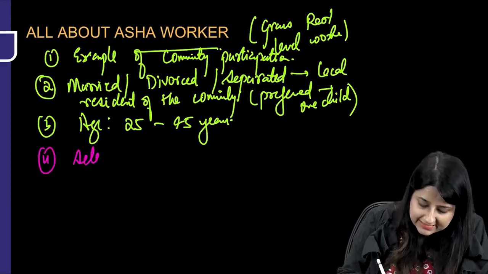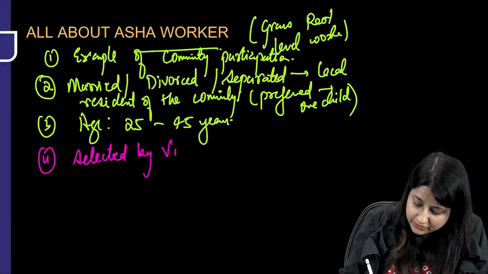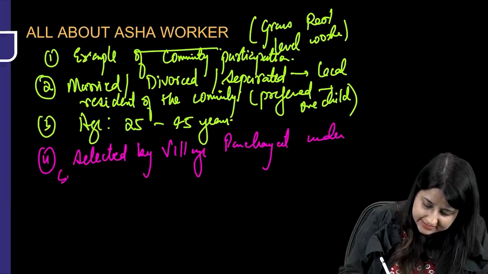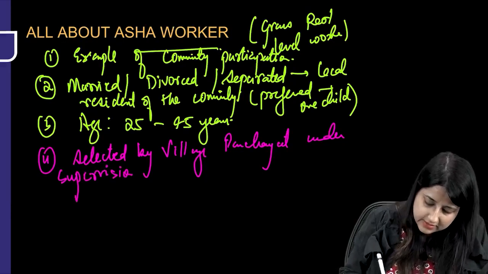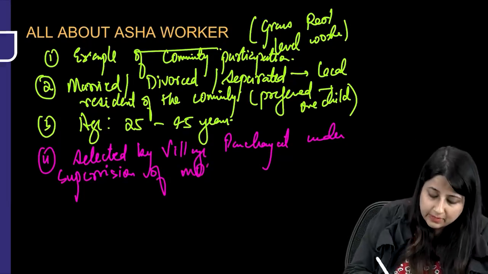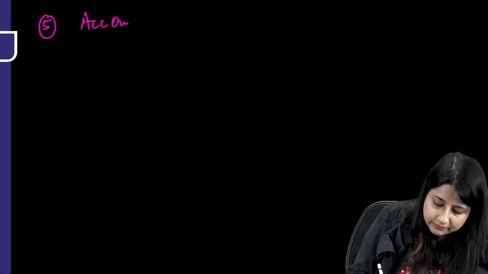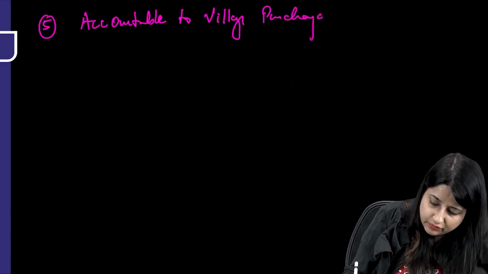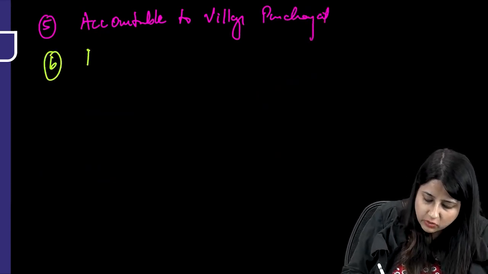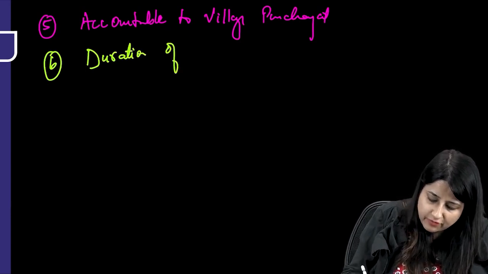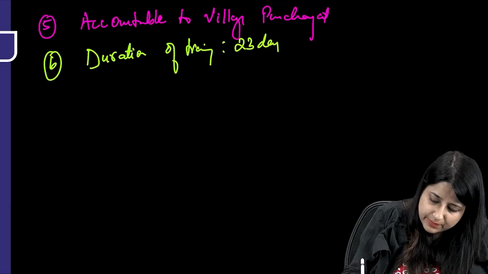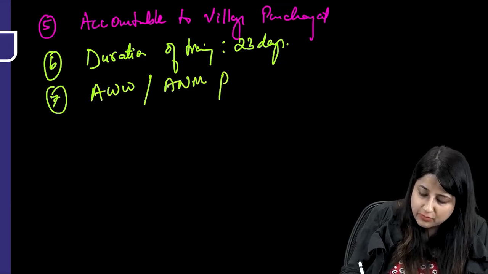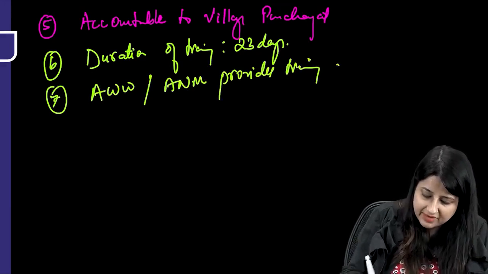All right. Then who selects the ASHA worker? She is selected by village panchayat, under supervision of medical officer. Okay, so she is accountable to village panchayat. Don't say medical officer, accountable to village panchayat. All right, who trains her, or what is her duration of training? Her duration of training, everybody, is 23 days over a period of 1 year. Then who trains her? Anganwadi worker or ANM provides training. Very, very important.